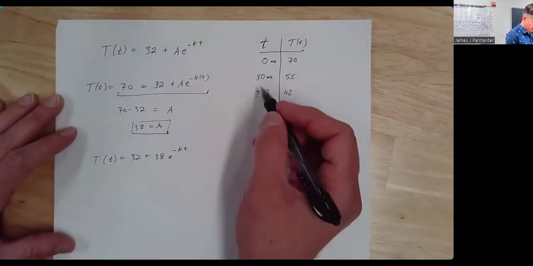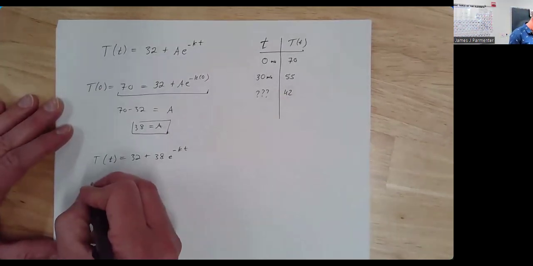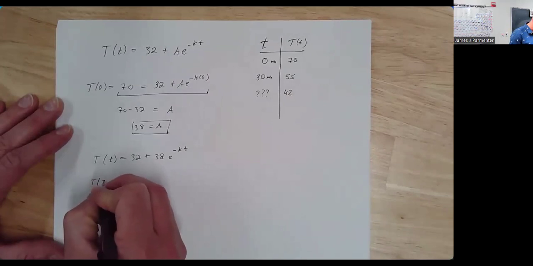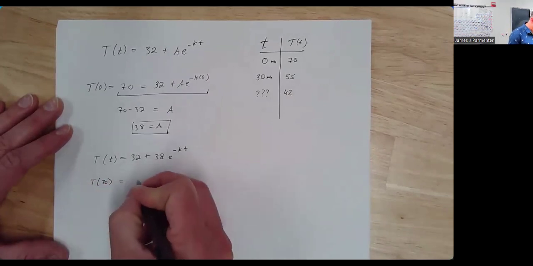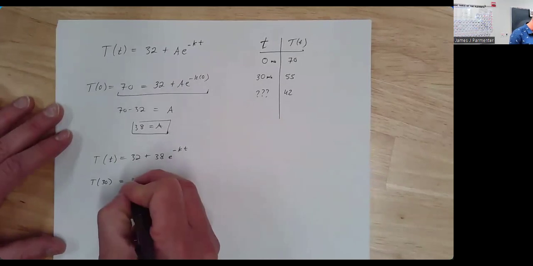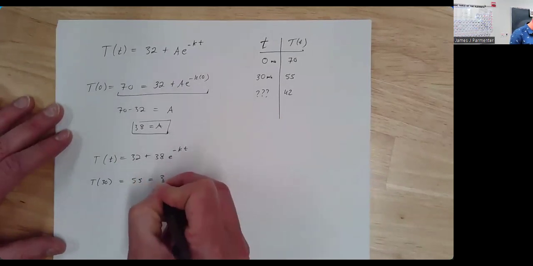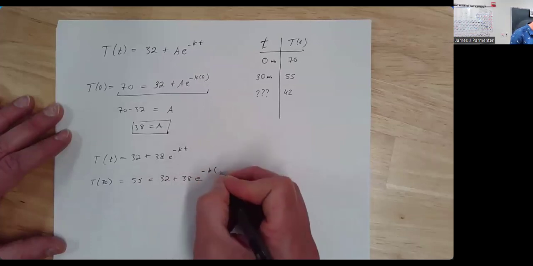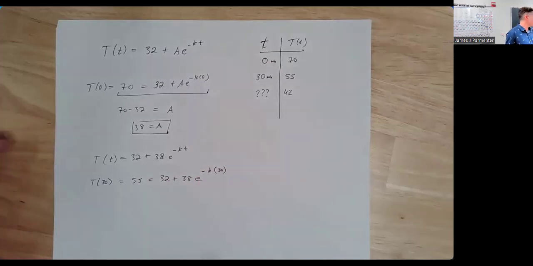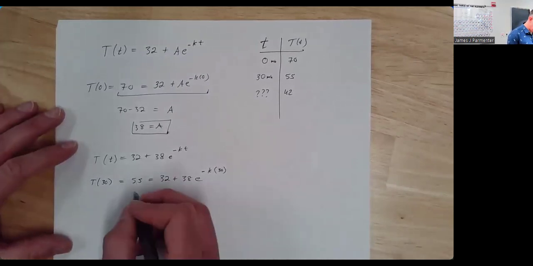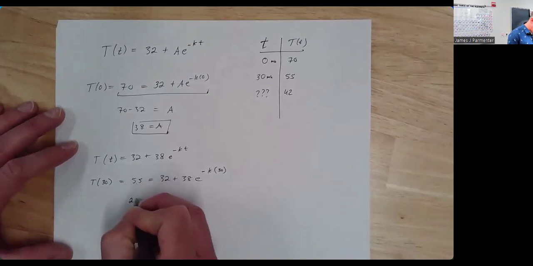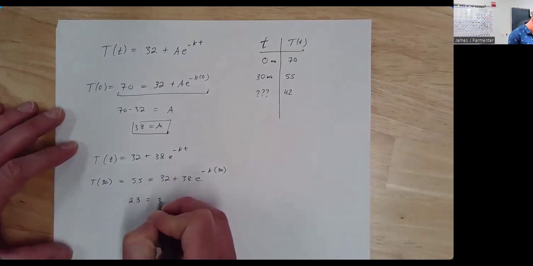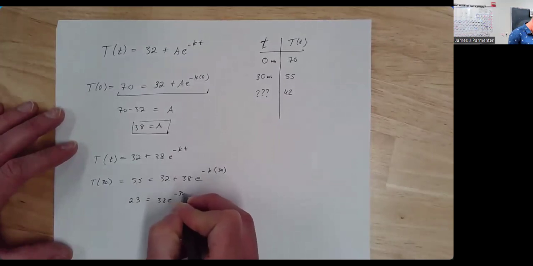And then we're going to plug in the other data point. So I'm going to say that the temperature at 30 minutes later is equal to 55. And that should equal 32 plus 38 times e to the negative k times 30. And then we're going to solve for k. K is usually not going to be very lovely to find, but it's fine. 55 minus 32 is 23, equal to 38 e to the negative 30k.